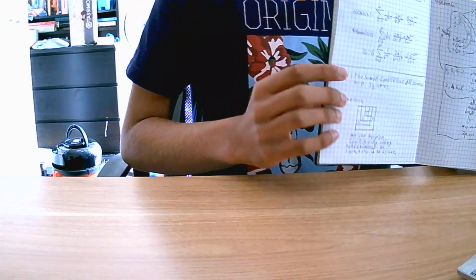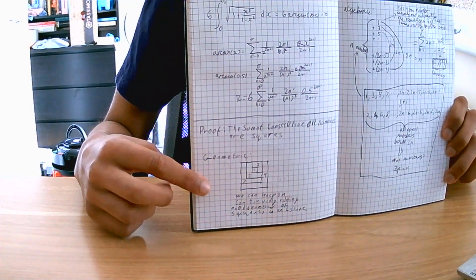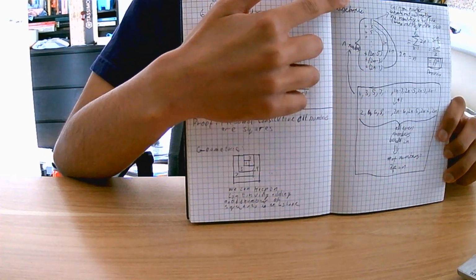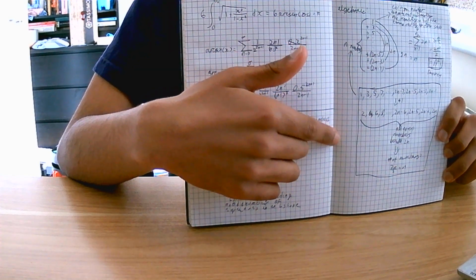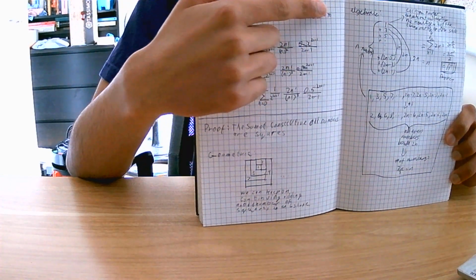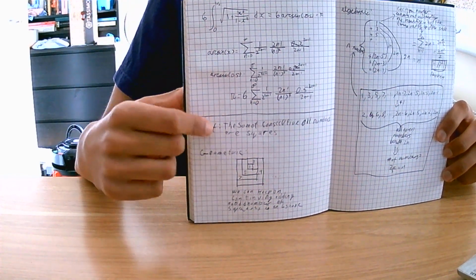Okay, so here I proved that the sum of consecutive odd numbers equals square numbers in a geometrical way and an algebraic way. And here's me trying to come up with an approximation or infinite series for pi.